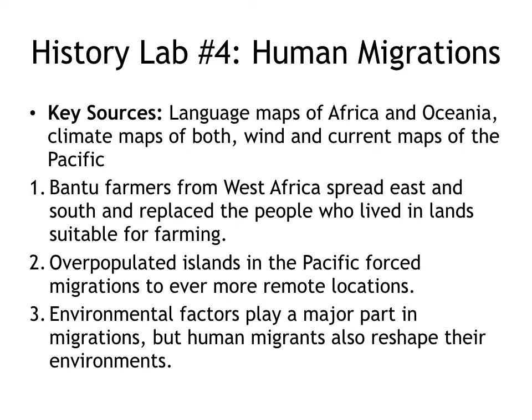History lab number 4 was all about human migrations, and we looked at these language maps of Africa and Oceania in the Pacific. We looked at climate maps, we looked at wind and current maps of the Pacific, with the goal of trying to figure out how people spread from place to place. And this is actually how historians do it. They piece together a lot about human migrations from cultural artifacts, and language is one of the really powerful cultural artifacts that remains in societies over time that allows us to trace where people came from and where they moved to.